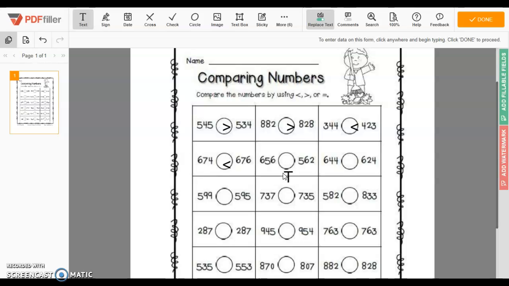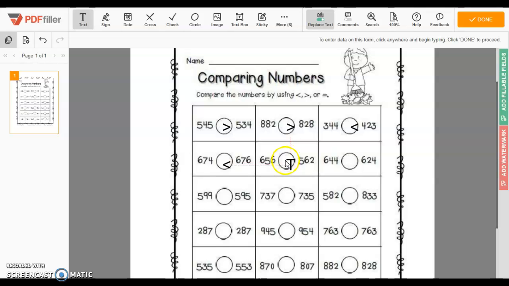Remember, we always look at which place value? That's right, the highest place value. And for these numbers, our highest place value is the hundreds place. So let's see. What number do we have in the hundreds place for 656? That's right, we have a 6. Now let's go over to 562. What number do we have in the hundreds place here? That's right, we have a 5. So which number is larger, 6 or 5? Yes, 6 is our larger number.